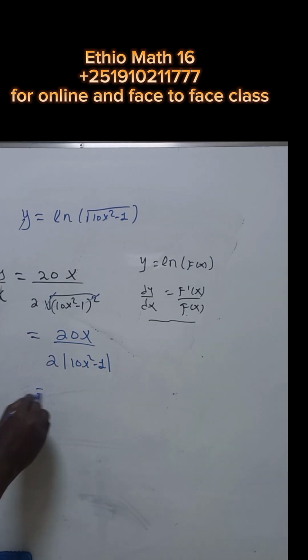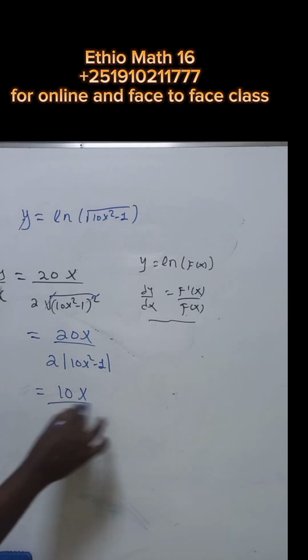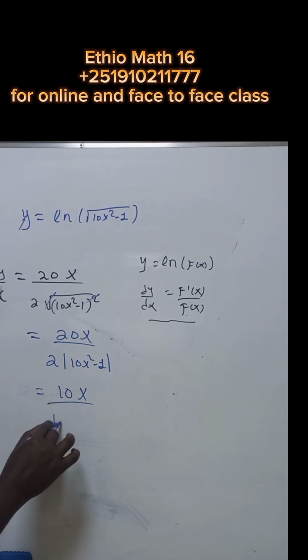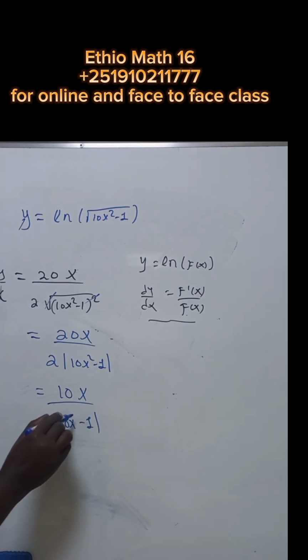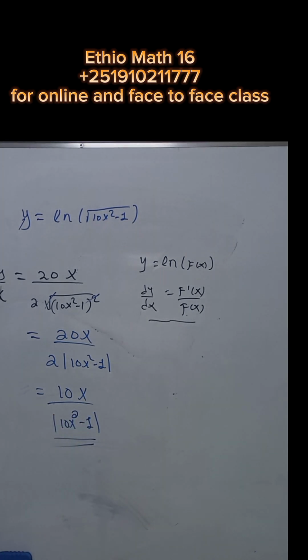And so now when we simplify this one, 10x over what? Modulus of 10x squared minus 1. This is the perfect solution, is that? This is the perfect derivative of the given problem.